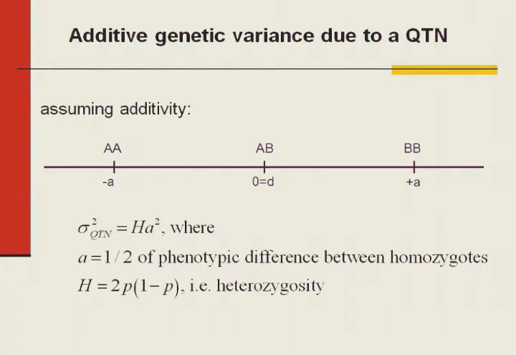Or it could be that I have something that's very common, but it causes a tiny difference in the mean trait values. Those are the things we're finding now by GWAS. And again, the effect sizes on the population level are going to be small.